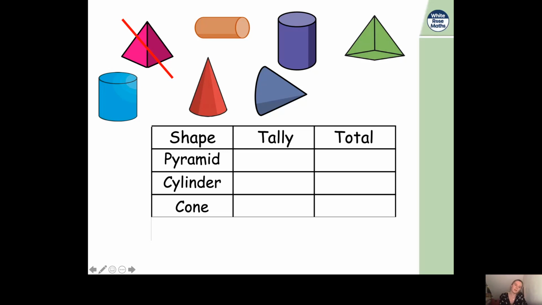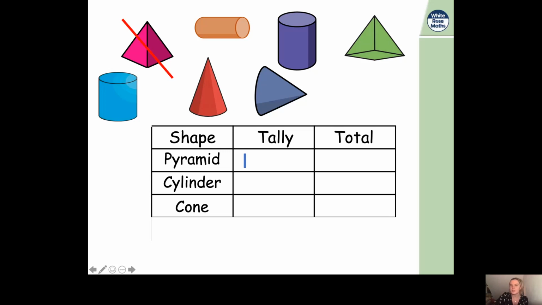Look, it's got the flat surfaces, which are triangles on the sides. It's got the point at the top and it's got a square flat face at the bottom. So I can add that to my tally chart, because I've crossed it out. Now, can I see any others?